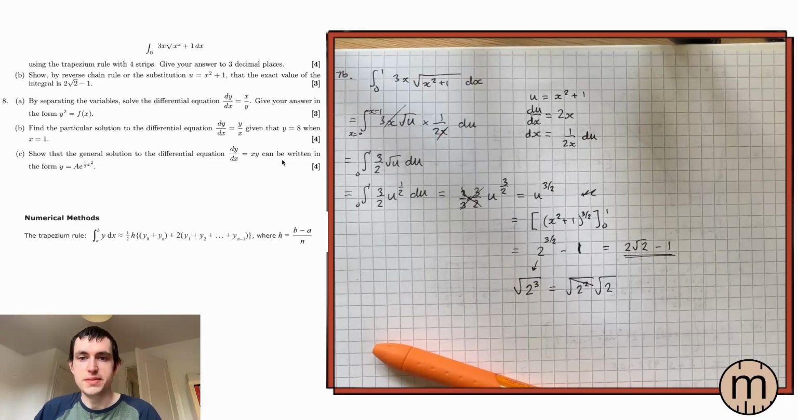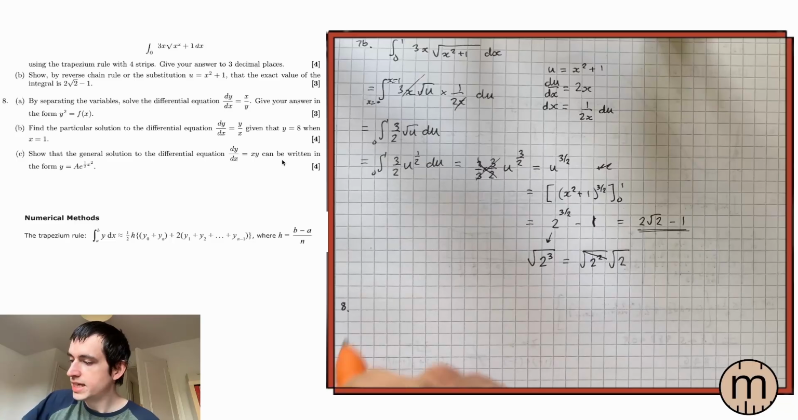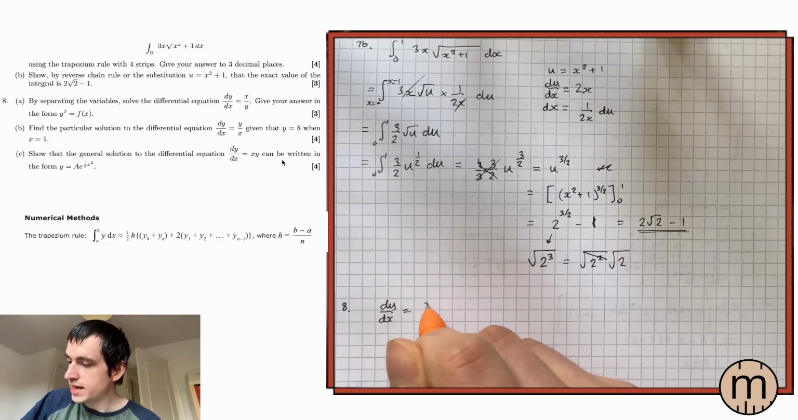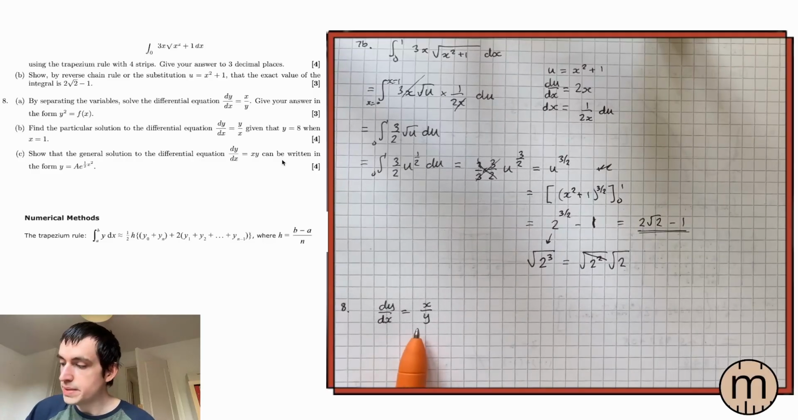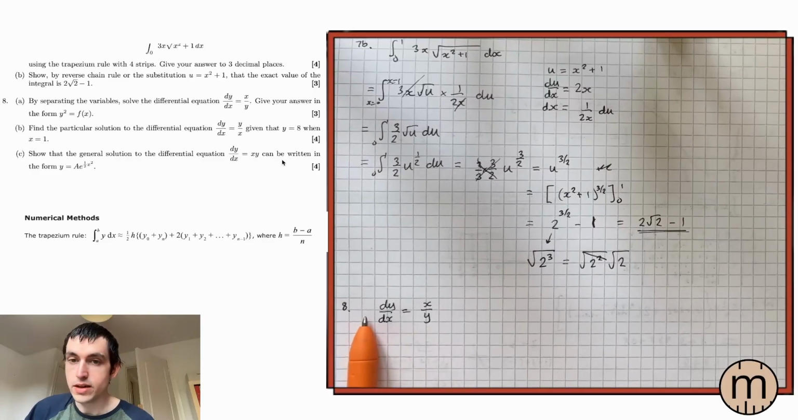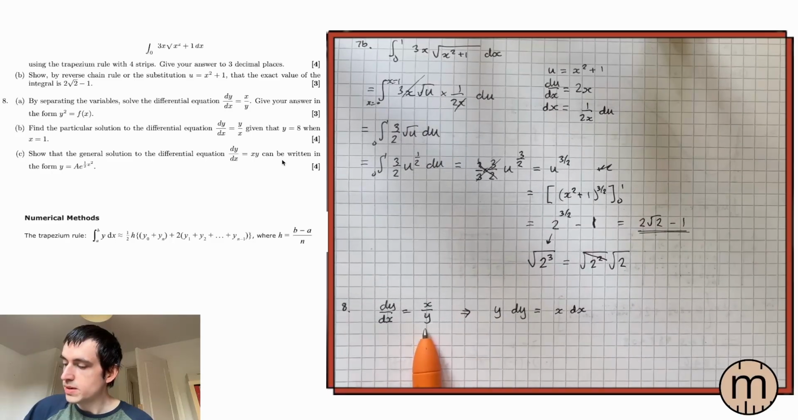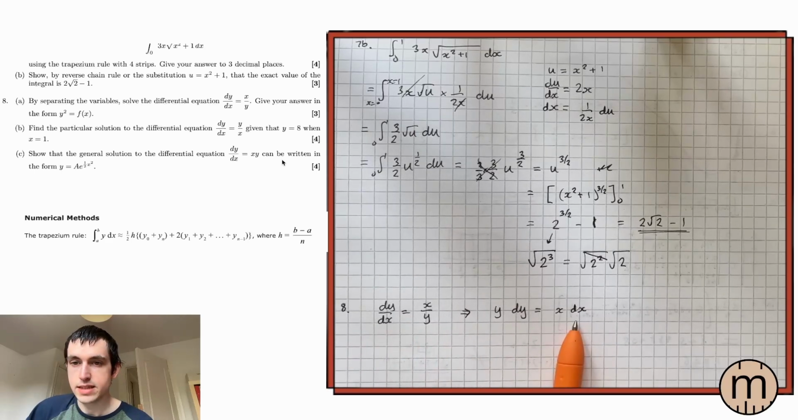And now we can continue with question 8. In question 8, we need to separate the variables to solve the differential equation dy over dx is equal to x over y. By separating the variables, that means we need to put the y bits on the dy side, and we need to get the dx on the x side. So we times both sides by y, and we times both sides by dx like this.